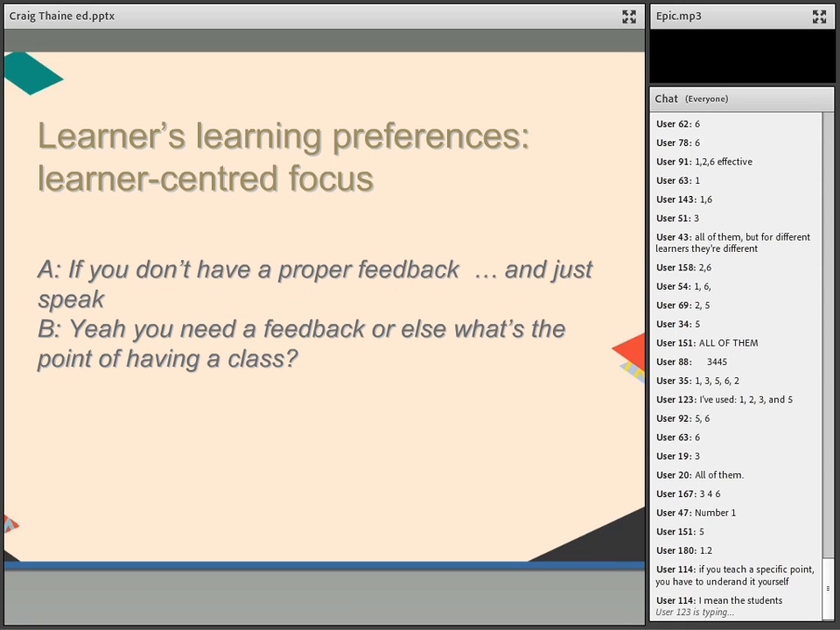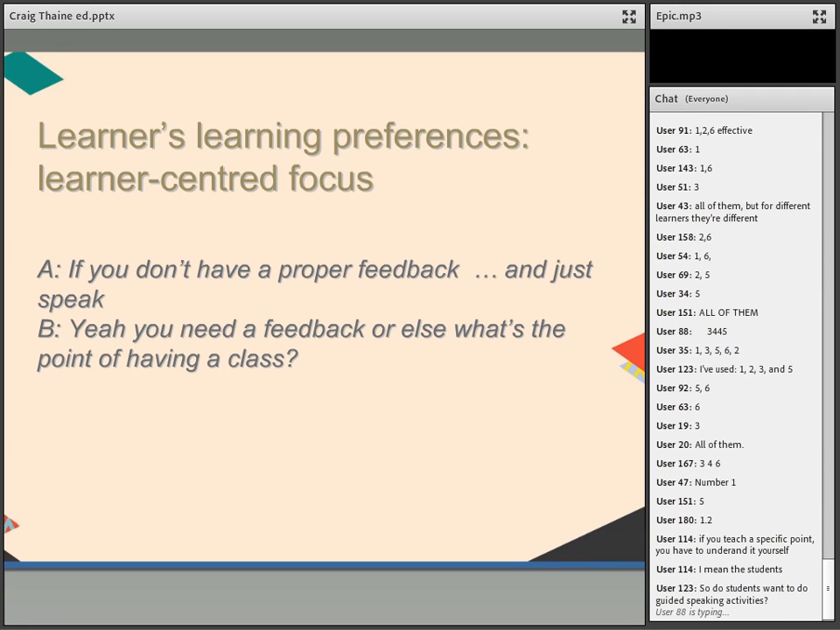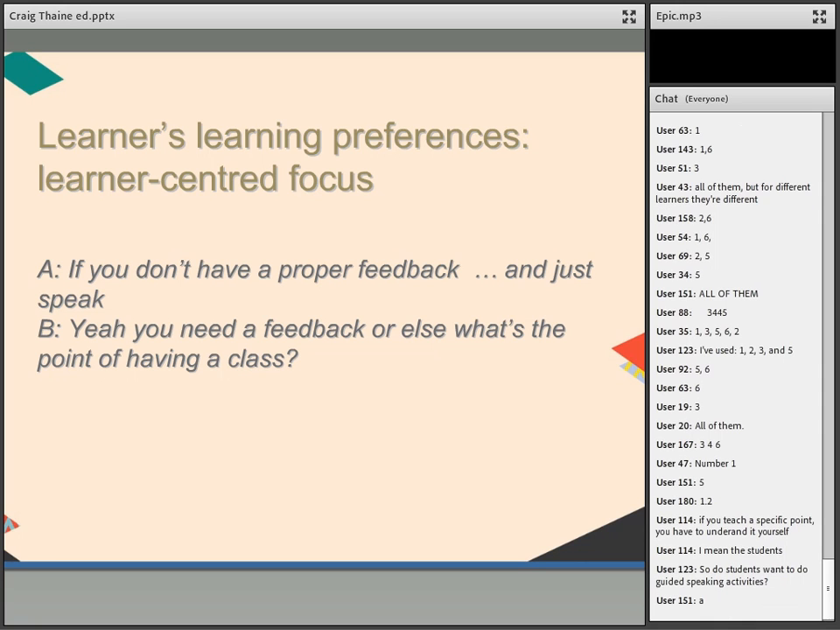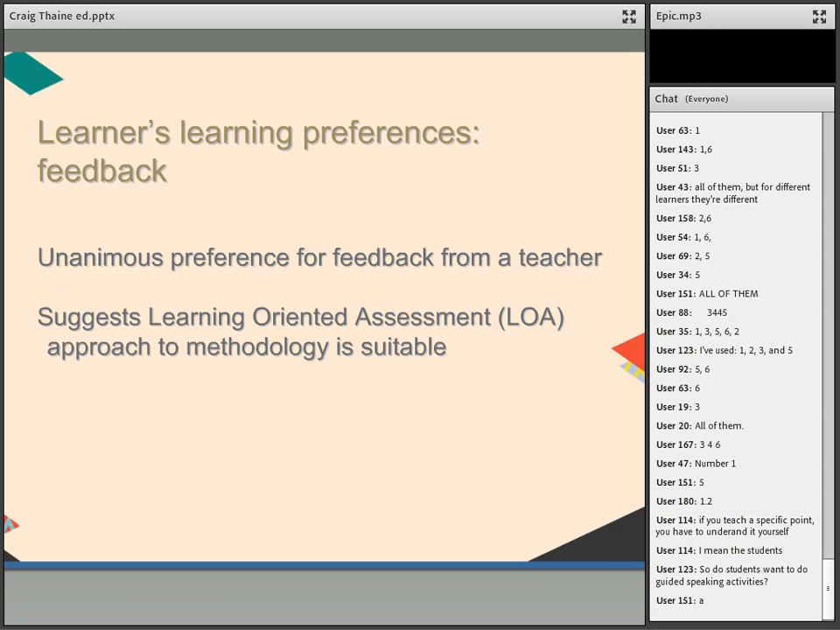But the key thing that came through is this idea that if they were going to do some kind of task in a small group or in pairs, eventually they would want some feedback from the teacher. And as I've taken this as the title of this webinar, they want feedback, or else what's the point of having a class? So these learners were interested in a degree of student-centered activity, a task of some kind, but at a certain point they wanted feedback on their language from the teacher. And I think this is an interesting point because they were unanimous on this.